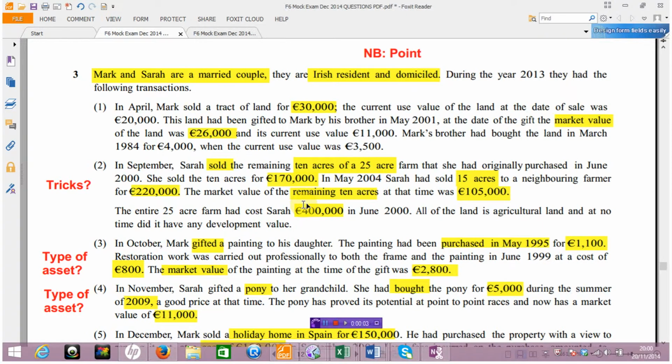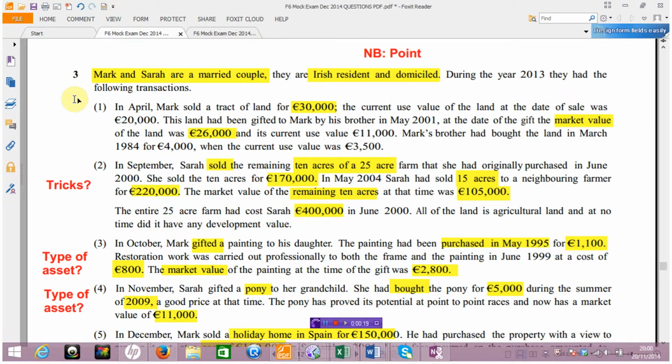Hi everyone, this is a screencast for Independent Colleges Dublin for F6 taxation for December 2014. And this particular third screencast covers the CGT area, question 3 within the mock exam.